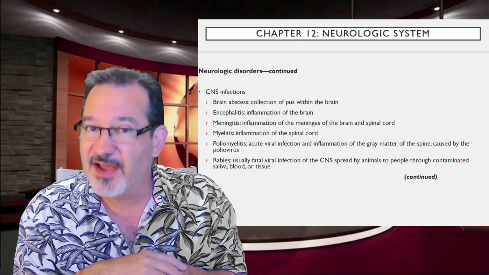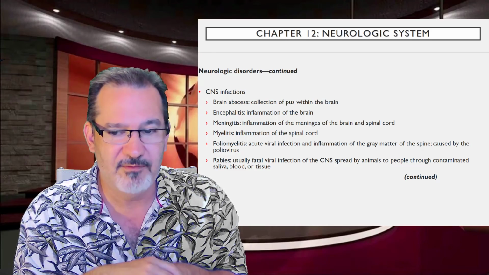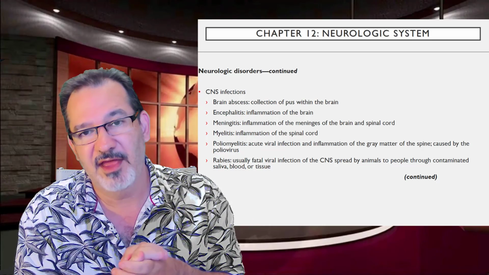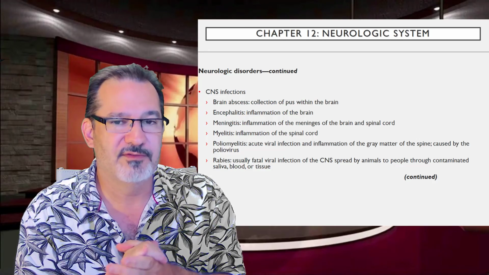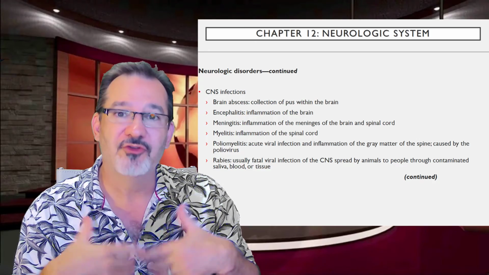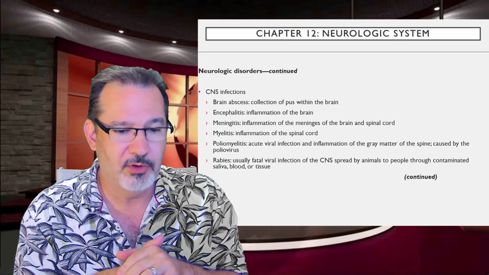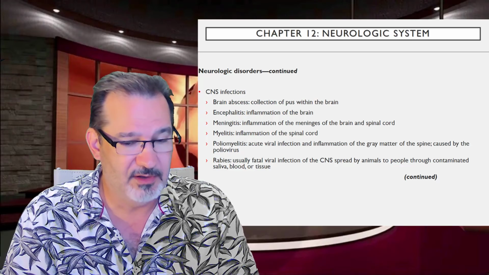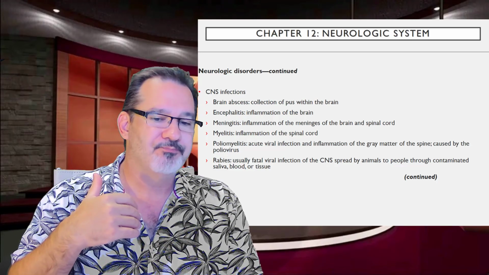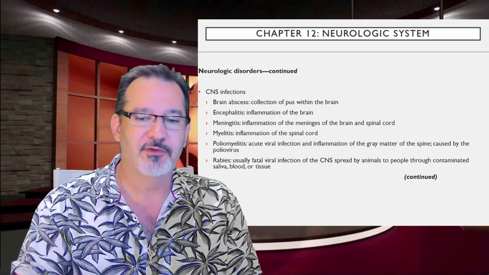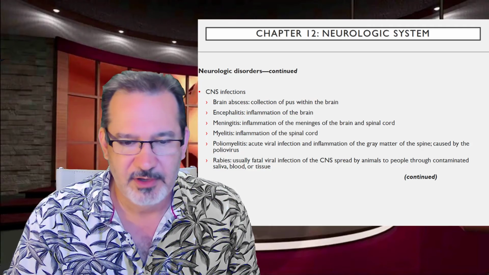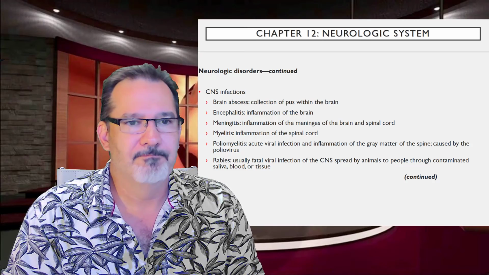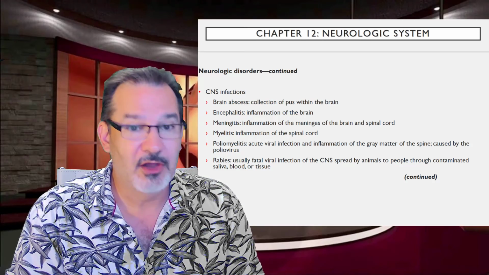Poliomyelitis, acute viral infection, inflammation of the gray matter of the spine caused by the polio virus. Don't see that very often, thanks to pretty diligent vaccine administration with the injectable polio vaccine. Okay, rabies, usually fatal viral infection of the central nervous system, which is spread by animals, in particular rabid animals, rabid dogs, raccoons, coyotes.